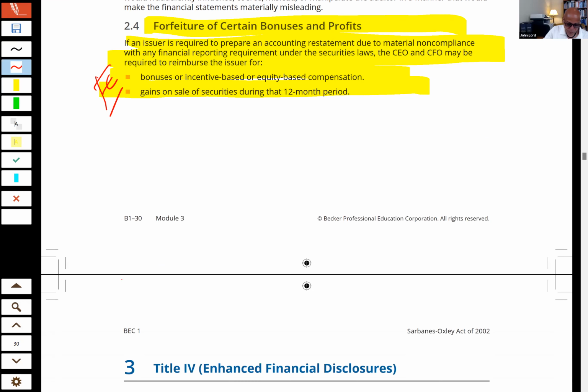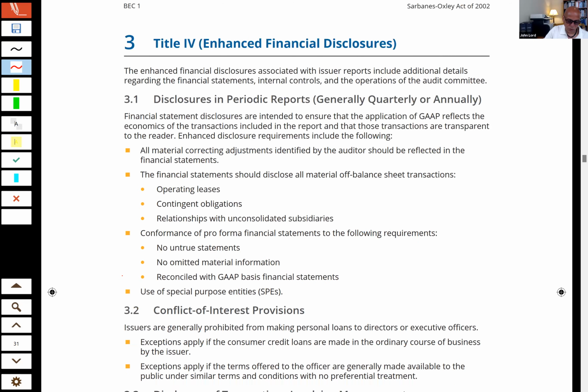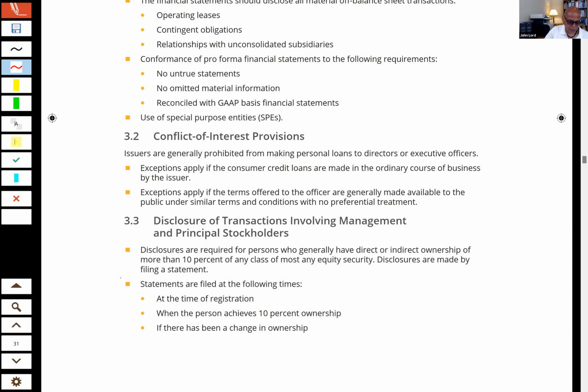Now coming down, and again, you don't have to worry about titles and sections, but let's look at conflict of interest provisions. Issuers are generally prohibited from making personal loans to directors or executive officers. Exceptions apply to consumer credit loans that are made in the ordinary course of business.